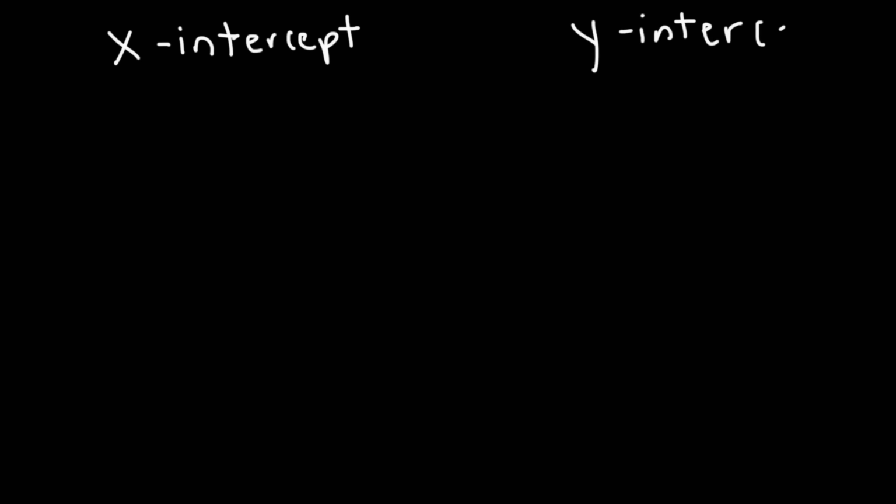Now let's talk about x and y intercepts. What is an x-intercept and what is a y-intercept? What do you think the answer to that question is? An x-intercept is a point, but it's a specific point. The x-intercept is the point where y is equal to 0.